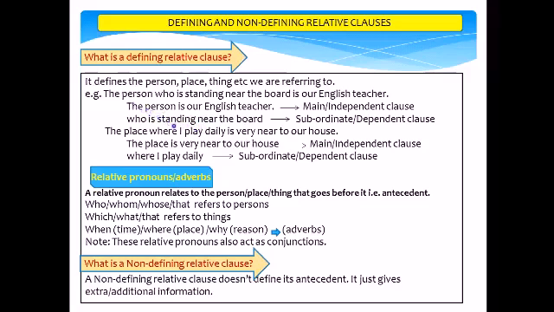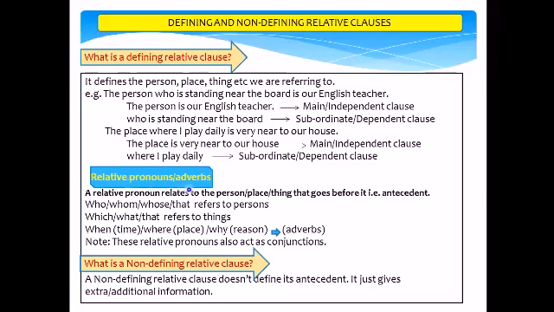So here, the antecedent is person. The subordinate clause defines its antecedent, that is person. Next, the place where I play daily is very near to our house. The place is very near to our house is main clause or independent clause because it can stand on its own and it gives us complete sense. And where I play daily, the sense is incomplete here. So it is a subordinate clause or a dependent clause. Here, the antecedent is place. The subordinate clause refers to the place.